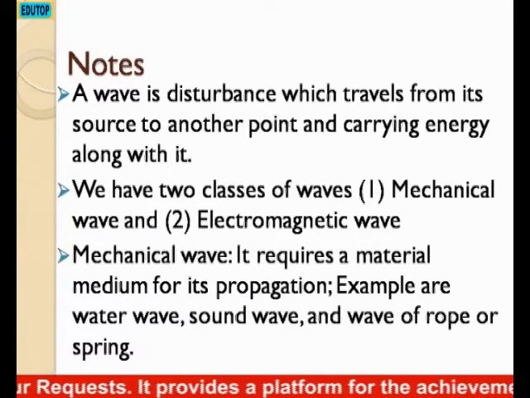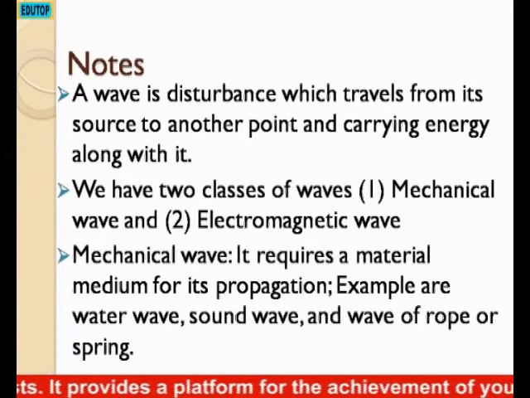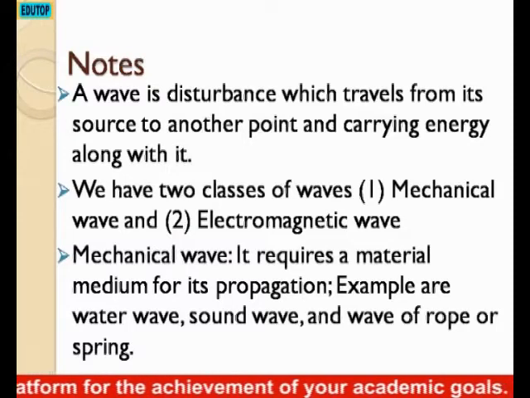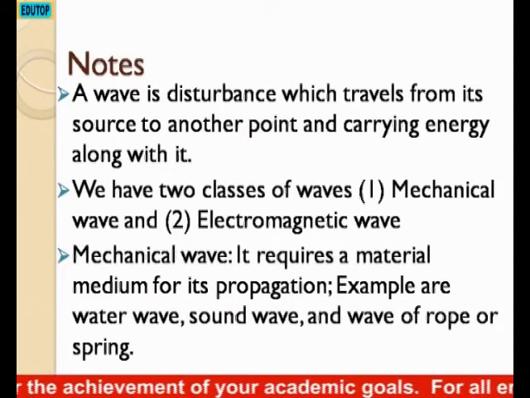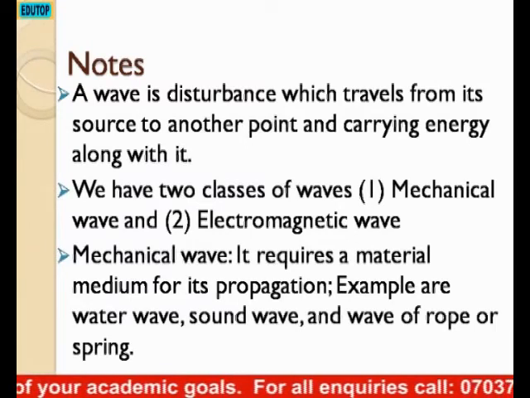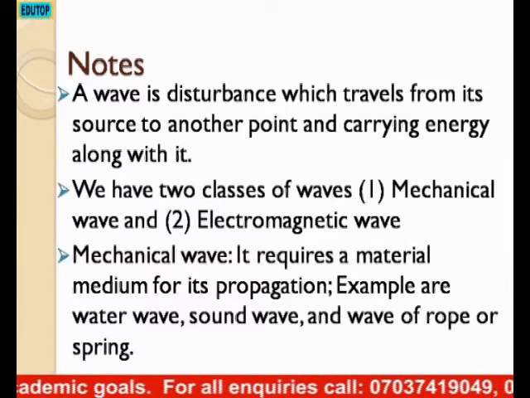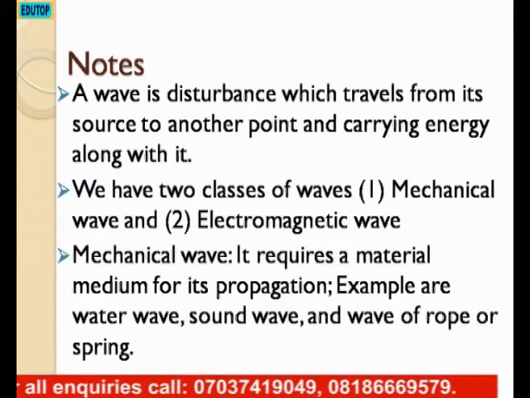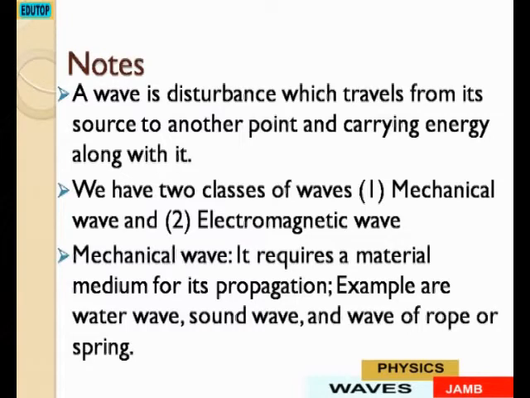What is a mechanical wave? A mechanical wave is a wave that requires a material medium for its propagation. And what are the examples of this kind of wave? We have sound wave, we have water wave, then wave of rope or spring. All these are examples of mechanical wave.